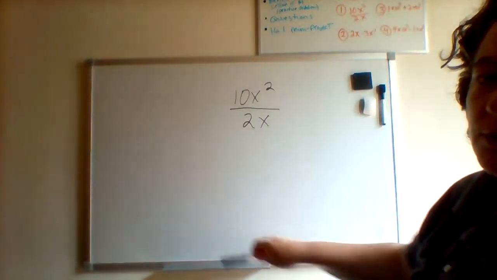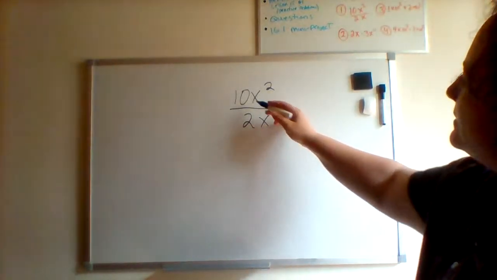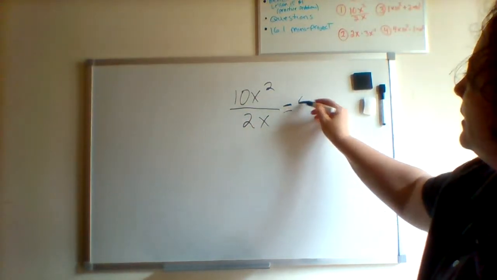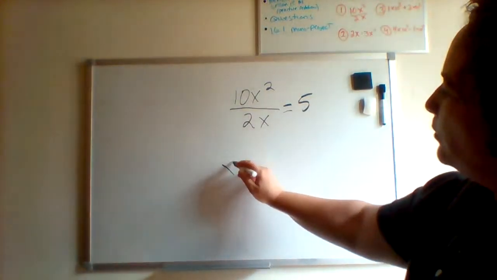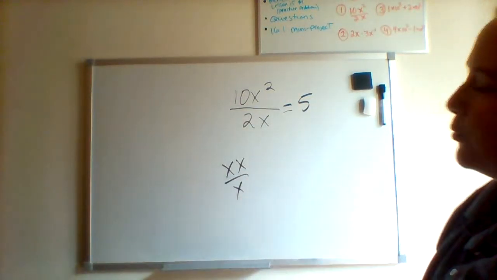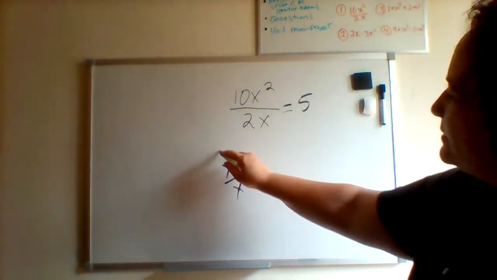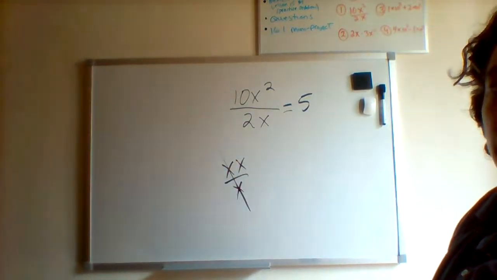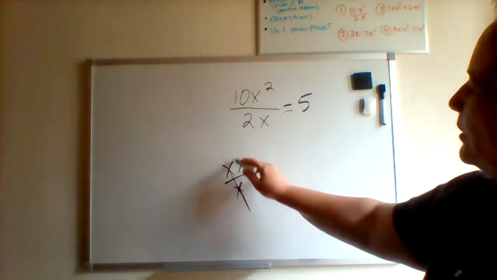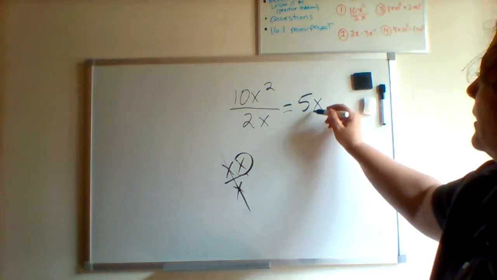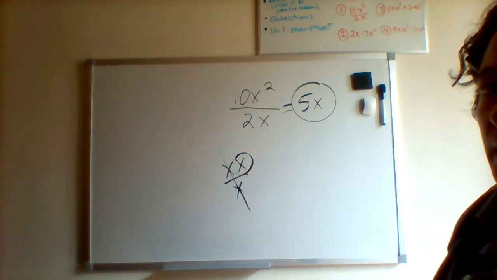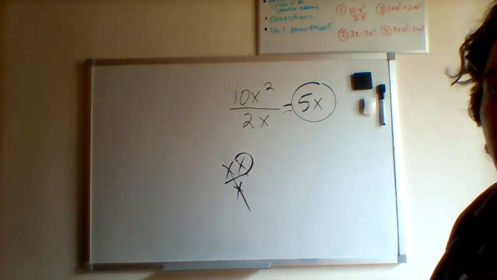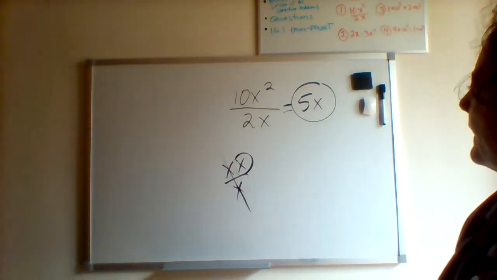So for number 1 of the warm-up, 10 divided by 2 is 5. And what happens with the x squared and the x? Well, if I have 2 on top, I have 1 on bottom. X divided by x is 1. So what are you left with? You're only left with 1x. So the answer to number 1, simplified, is simply 5x.